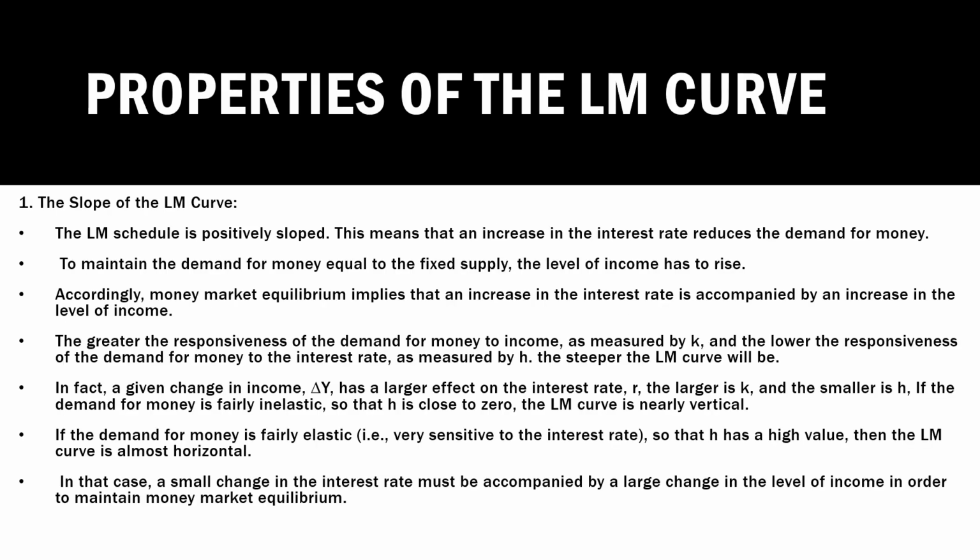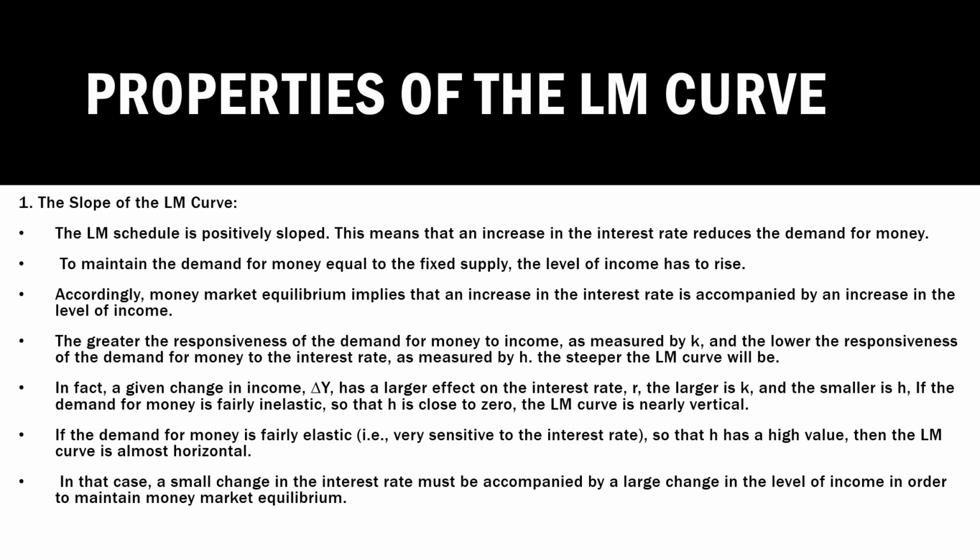Now, coming to the properties of the LM curve. When you say properties, you have to understand the slope of the LM curve. We have seen that the LM curve is positively sloped, which means an increase in the interest rate would reduce the demand for money. When I say demand for money, I mean the holding of liquid cash in your hand. Now, to keep the demand for money equal to the supply, the level of income has to rise. Accordingly, money market equilibrium implies that an increase in the rate of interest is accompanied by an increase in the level of income.